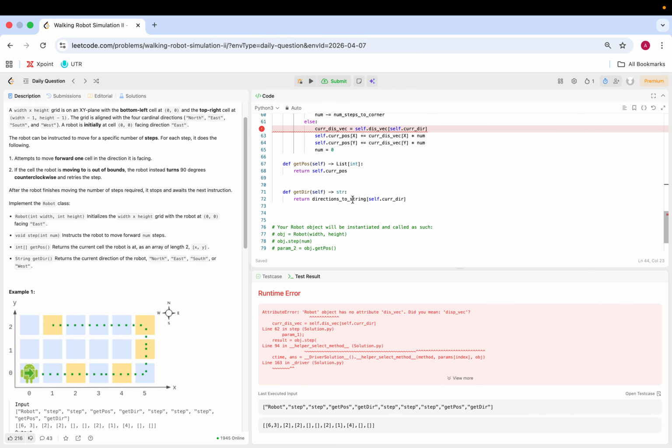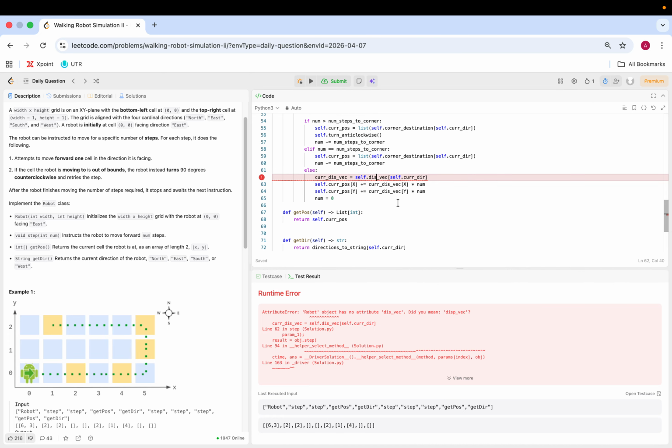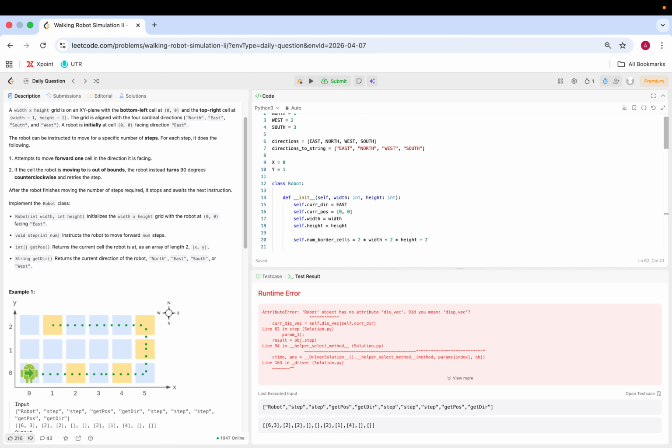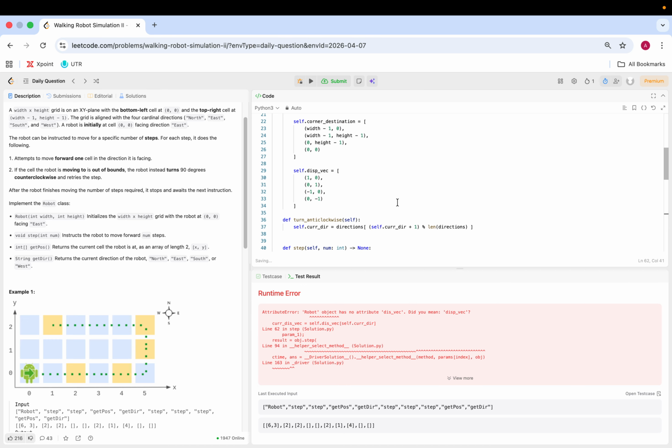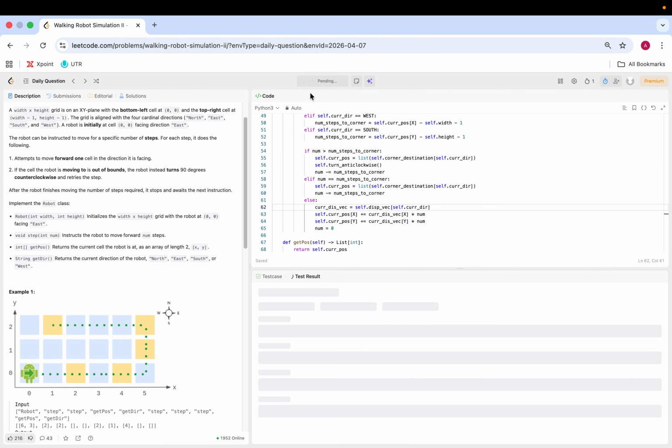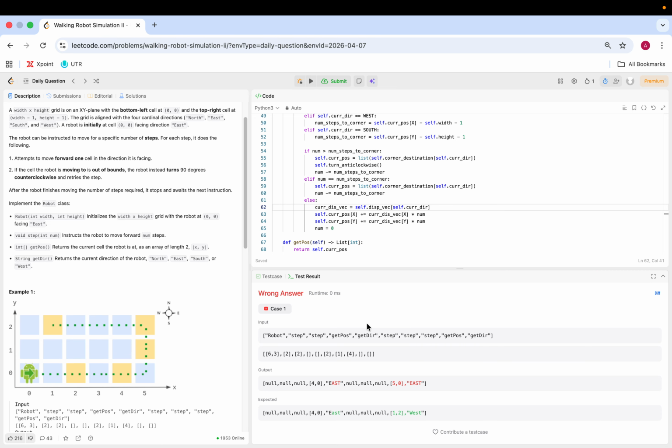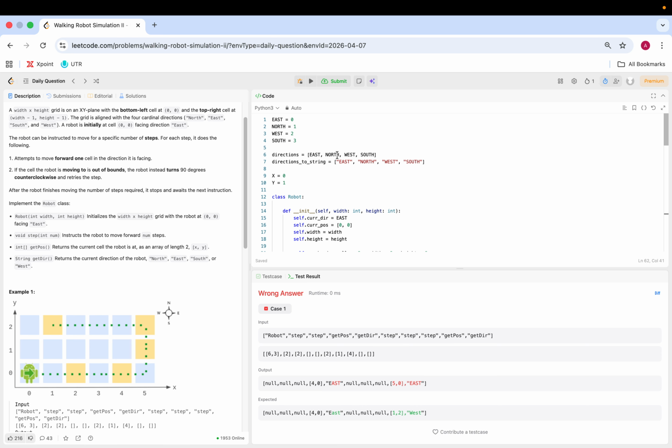Oh. Oopsies. Did I put a P in there? Oh, I did. Fair enough. Oh, my bad. Should be lowercase. Oh, this also failed, actually.